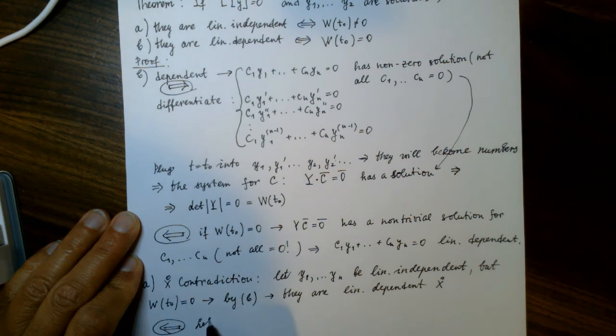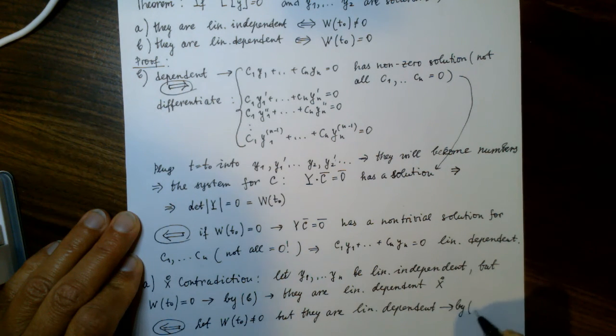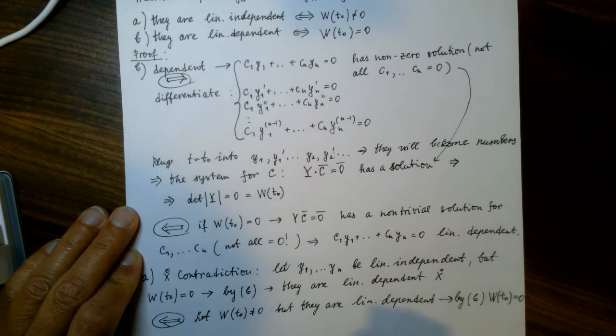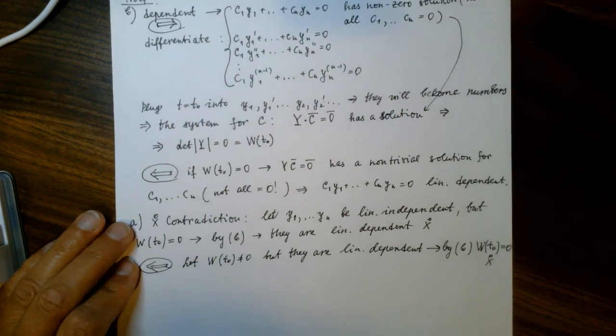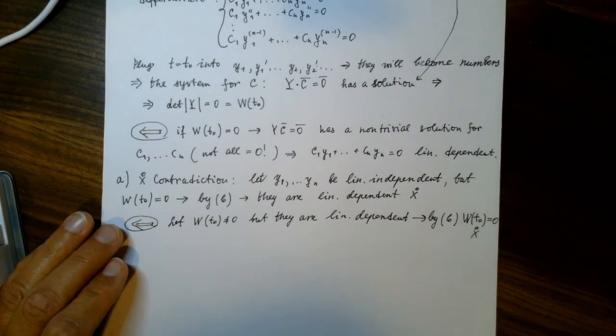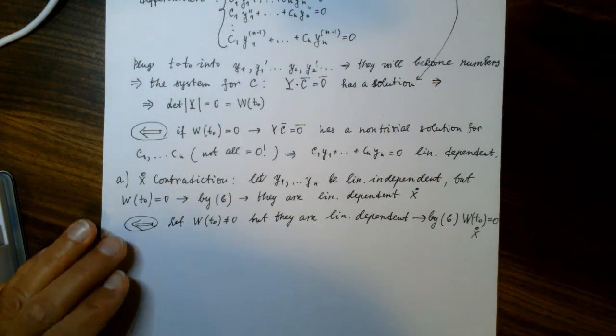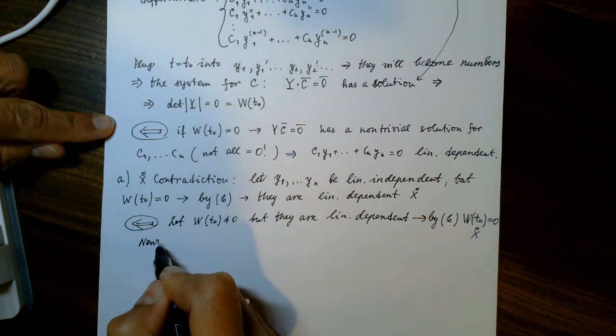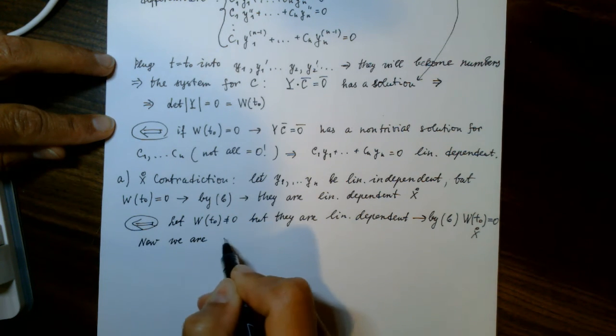So now I'm going to try to do it in the opposite direction. I'm going to consider that the Wronskian is not equal to 0, but assume that the functions are dependent. Well, if they are linearly dependent, part B of the proof tells us that the Wronskian equals 0, which contradicts our initial condition that it's not equal to 0. So basically we proved the theorem.